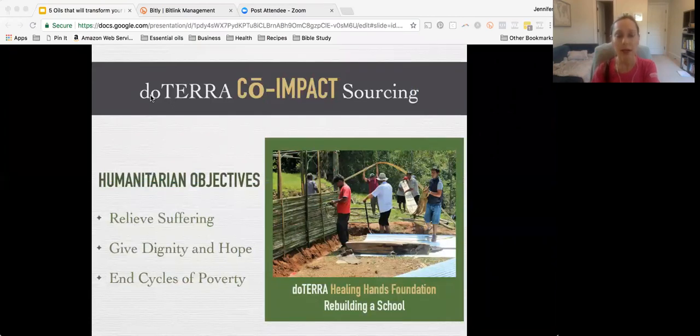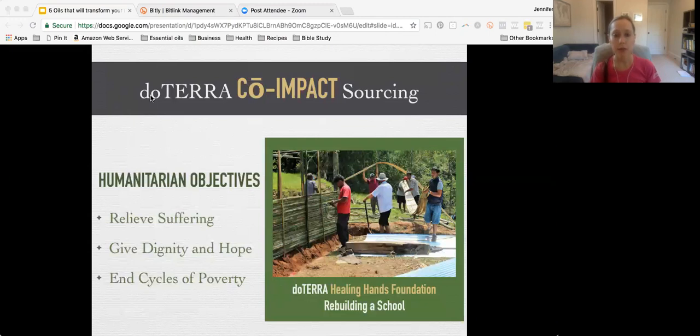But I like to share what doTERRA is doing in terms of their mission, because I find that it's very powerful. I love being part of a company that has a powerful mission and is serving people all over the world. So through our co-impact sourcing and our indigenous sourcing, we are sourcing oils from many areas of the world that are impoverished. And doTERRA is really going into these communities and supporting them and helping them thrive through a number of humanitarian objectives to really relieve suffering, give dignity and hope in cycles of poverty.